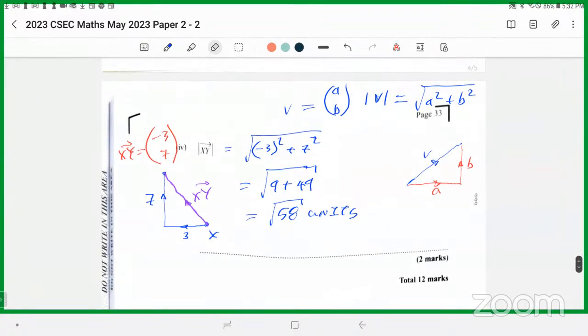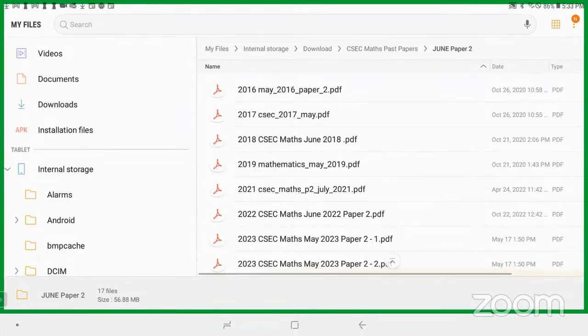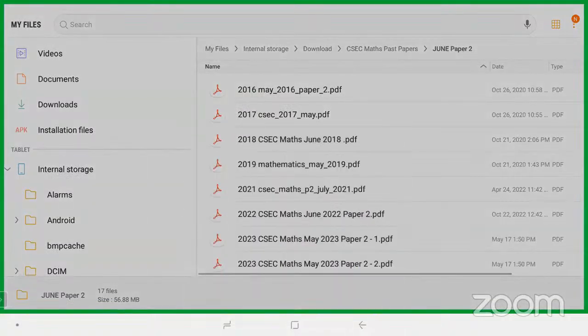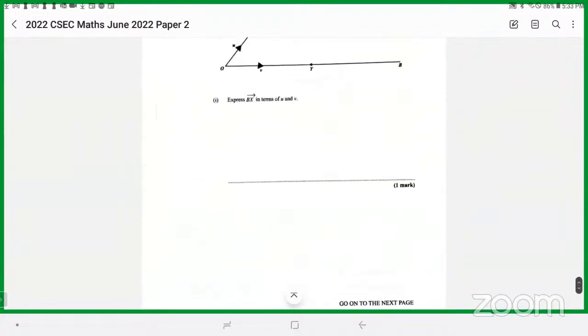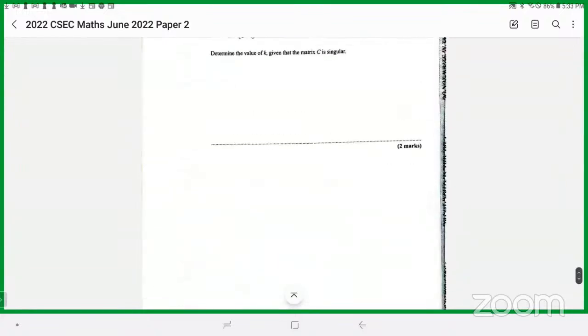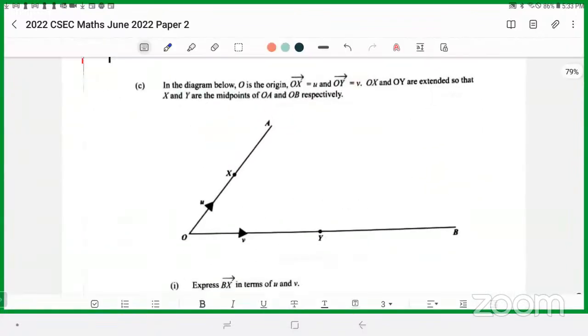That was a June 2023 exam paper. All right, let's look at 2022. Right here. And we are looking for the vectors question, which is at the back. All right, there it is. Okay, so it's part C. Let's see what is on this part. This is the matrices. All right, so here we are. Let's go.